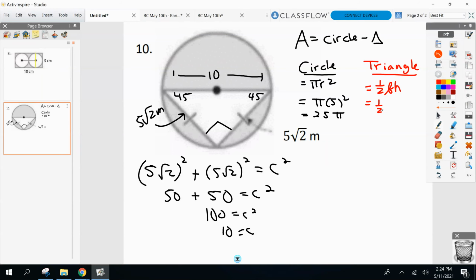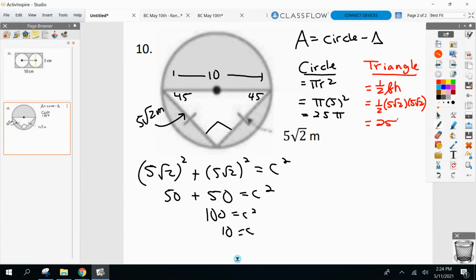It's 1/2. Since this is a right triangle, the base and the height are your legs. Anytime you're dealing with a right triangle, the base and the height are the two legs. So 5 radical 2, 5 radical 2. Let's see, that's 25, that's 50. I think this comes out to be 25.